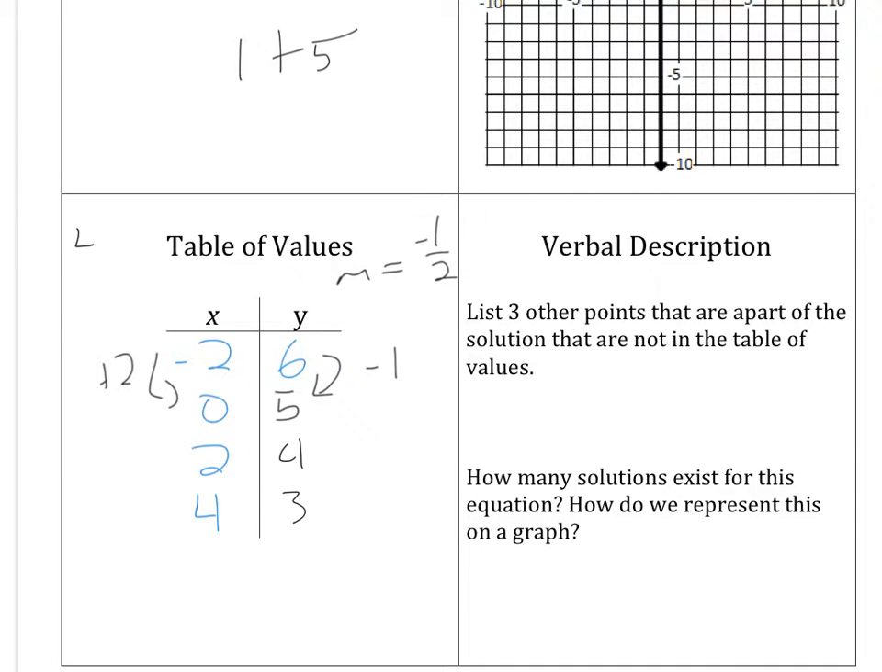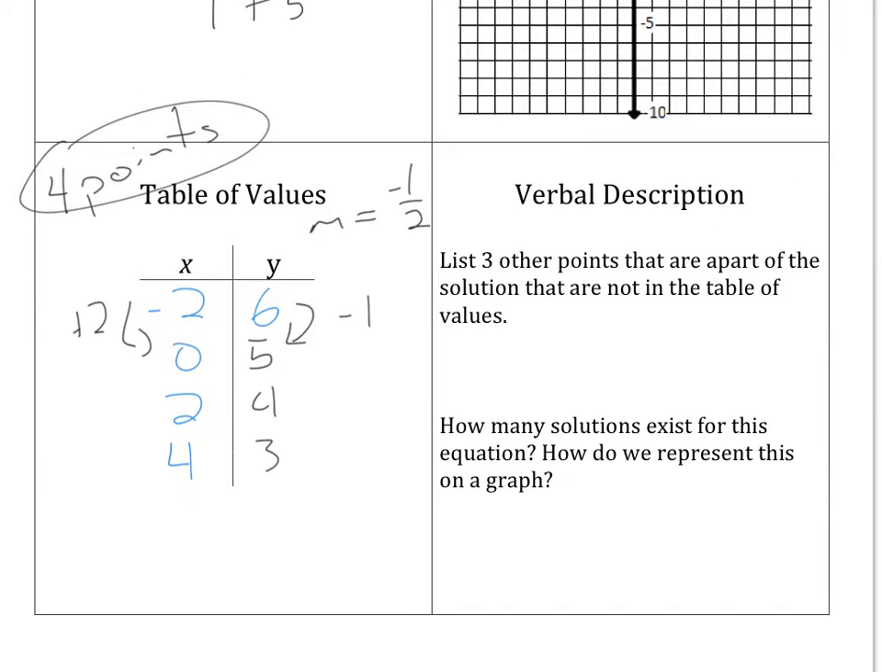Let's always try to do at least 4 points. Okay. A verbal description now. List 3 points that are a part of the solutions that are not in the table of values. Well, we can keep using this idea of slope. Decrease y by 1, increase x by 2. And we can list it as a coordinate point. Well, the next point would be 6, 2. So that's one I'll list here, 6, 2. And I can keep going with that. 8, 1. Okay. And then 10, 0.